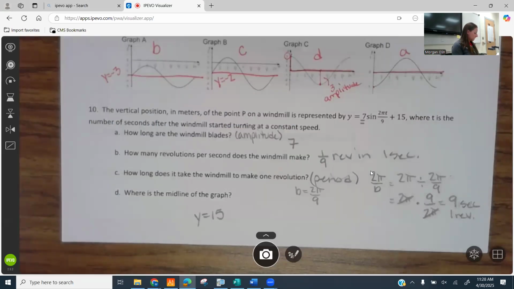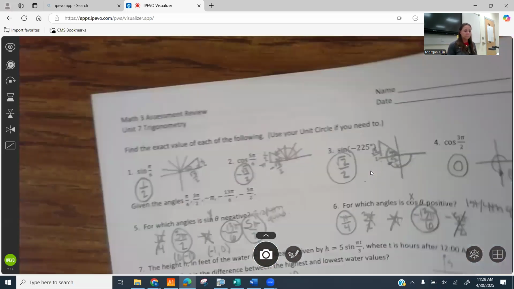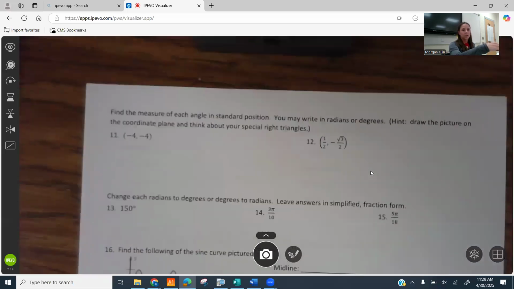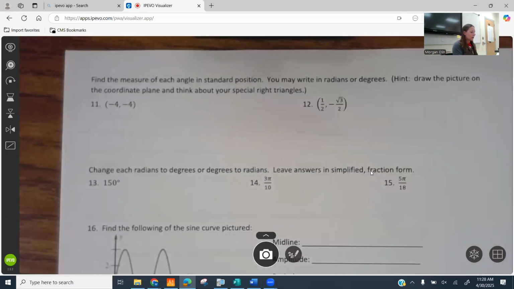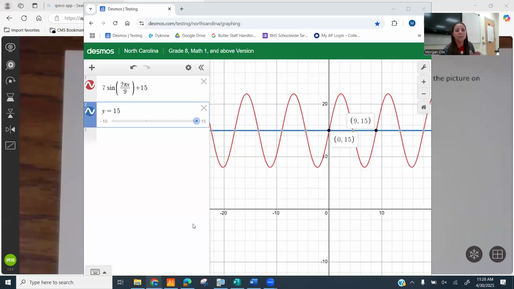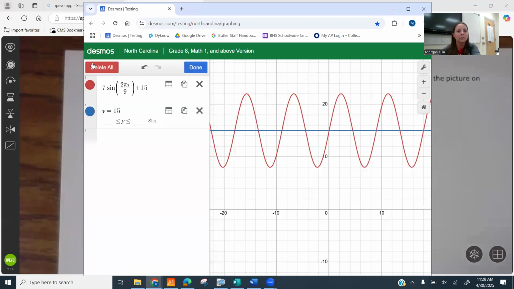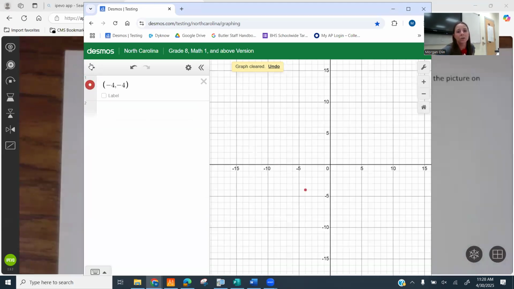Now moving right along. We got more to this. Find the measure of each angle in standard position. -4, -4. So let's actually graph this right here. If you want to graph it in Desmos, you can. So -4, -4, just to see where that point is. It's in the 3rd quadrant.